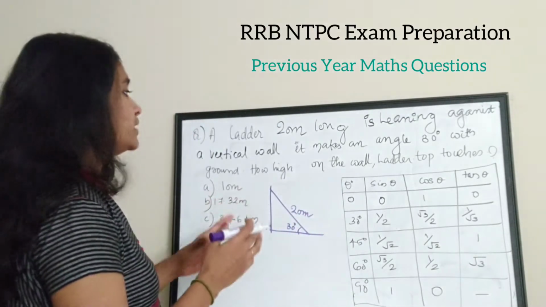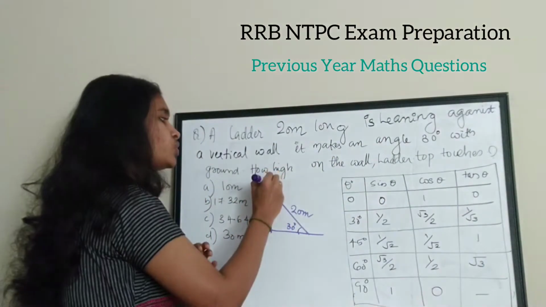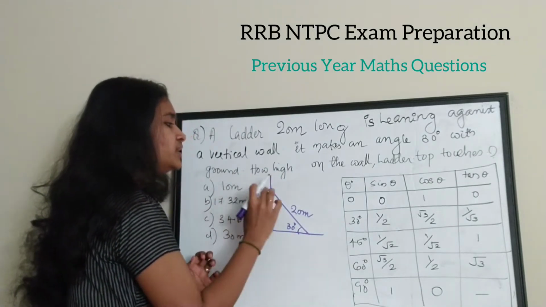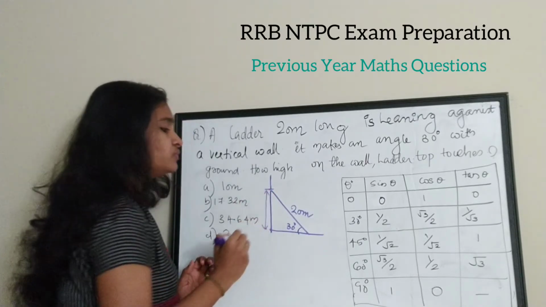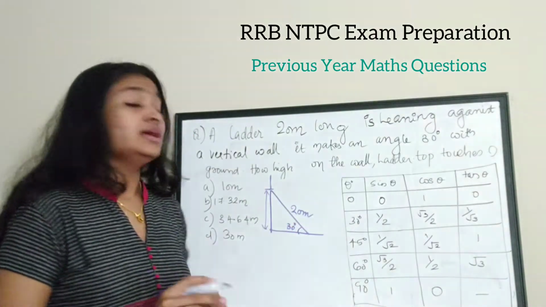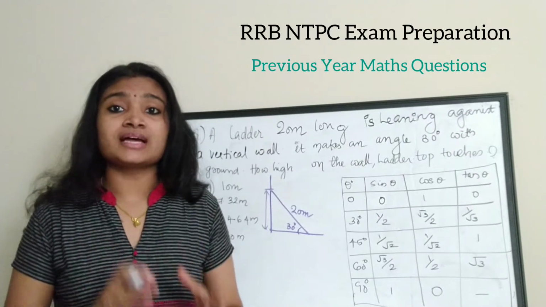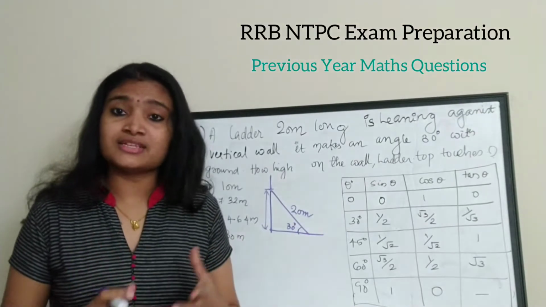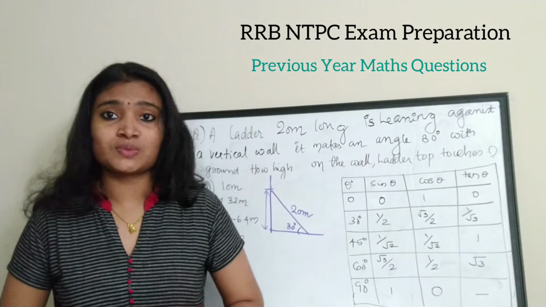Now we have to find how high on the wall the ladder top touches. That is, this is a long wall, and at some point the top of the ladder is touching the wall, and we need to find this height, right? We know this length and we know an angle. Now if such a question is coming, we need to know the sine, cosine and tan of certain angles in order to answer such a type of question. So if you know these things by heart, you can answer this question very easily.